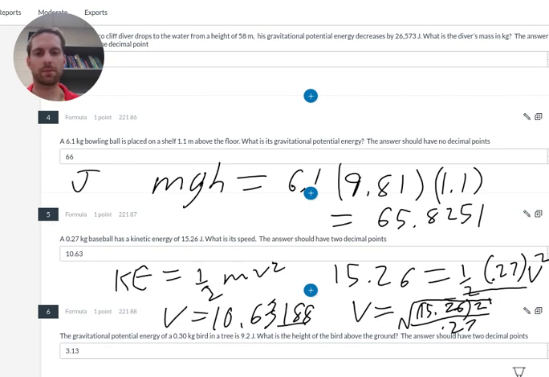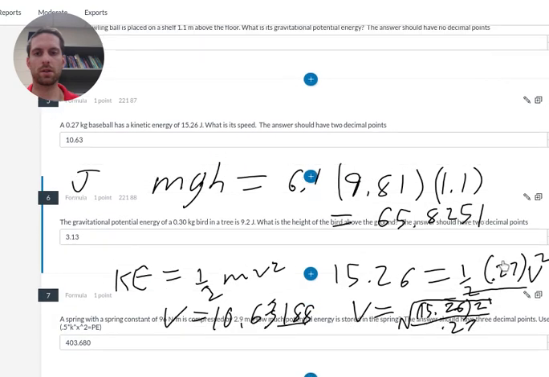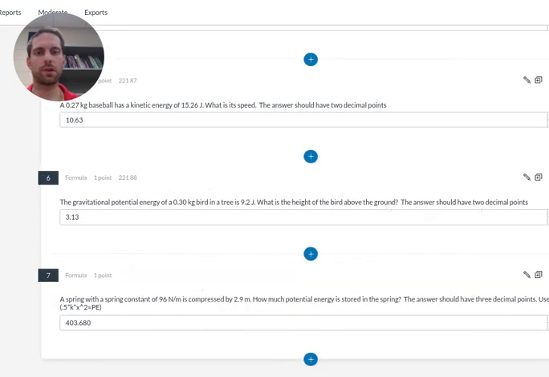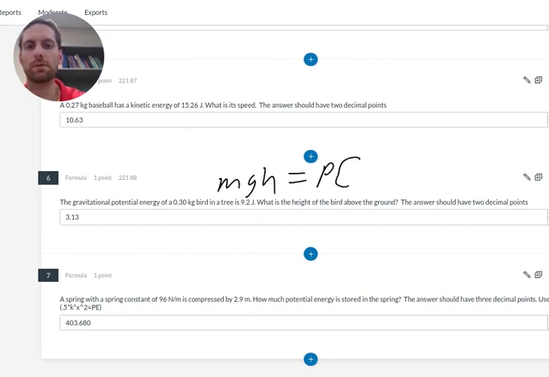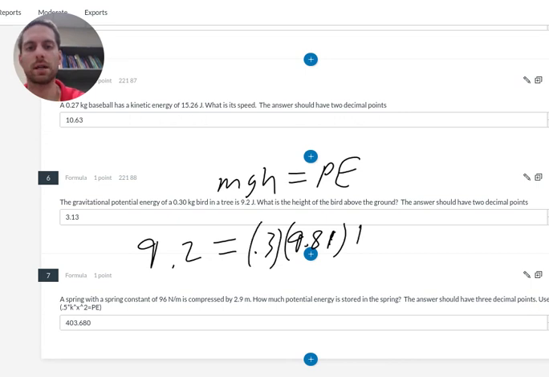All right, final problem. Oh, there's one more. Final couple of problems. Here's our potential energy, 9.2. We're going to use MGH equals potential energy. So 9.2 equals 0.3 times 9.81 times the height, which we don't know.